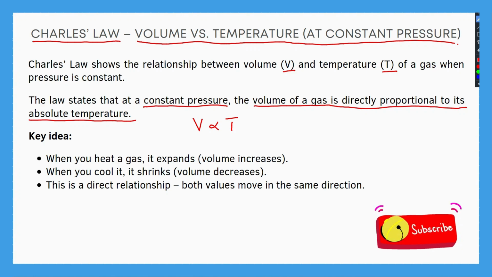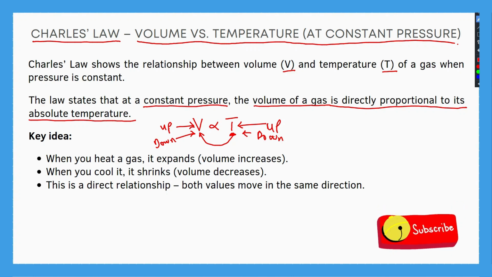What does this mean? It means that if volume is directly proportional to temperature, anything that happens to volume must happen to the temperature. So if volume goes up, the temperature must also go up. And if the temperature goes down, the volume must also go down as well. And we're going to see how each and every one of these will play out as we solve some questions in the examples contained in this video.